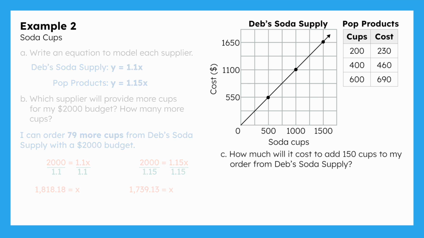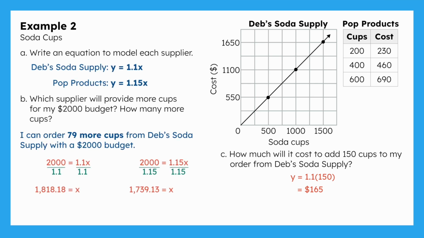Finally, we need to determine how much it will cost to add 150 cups to my order from Deb's Soda Supply. How did you figure this out? Well, if I'm adding 150 cups to my order, I can simply substitute 150 in for x and multiply to find y, the total cost. 1.1 times 150 is equal to $165. Pause the video to correct any errors or record any notes before moving on.